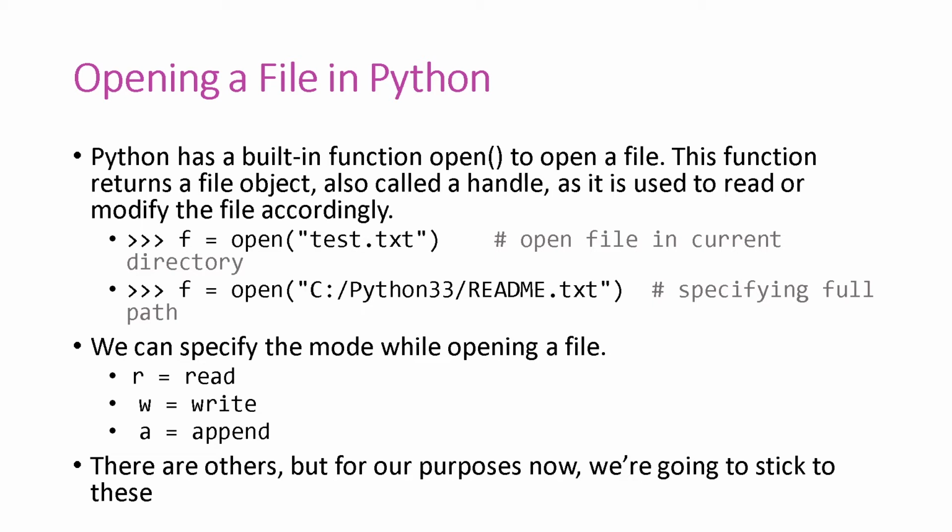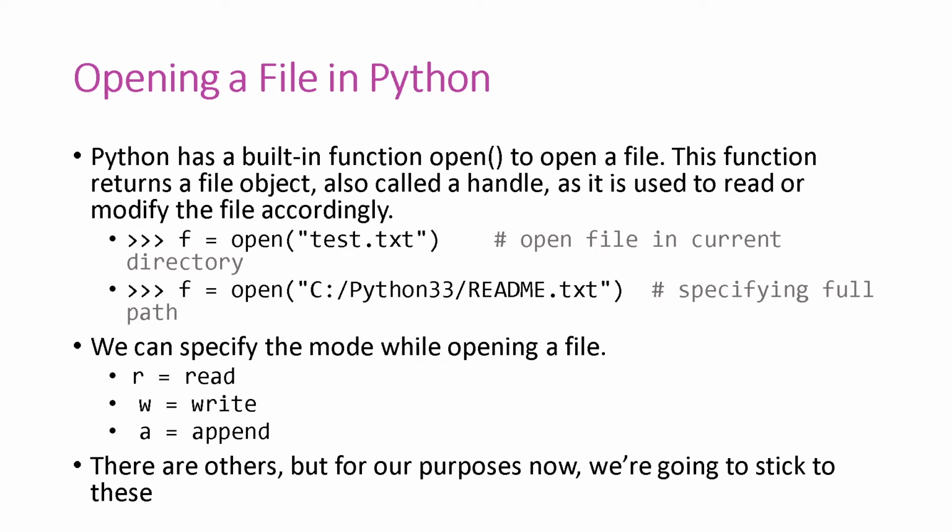And we can specify the mode while we're opening a file. We can use R, W, or A: R for read, W for write, and A for append. There are other methods that we can use, but for our purposes right now, we're going to stick to these three. I feel like they're pretty self-explanatory as to what we can do with these modes, and you'll see how we can add them into our open function when we get into our demonstration in just a moment.